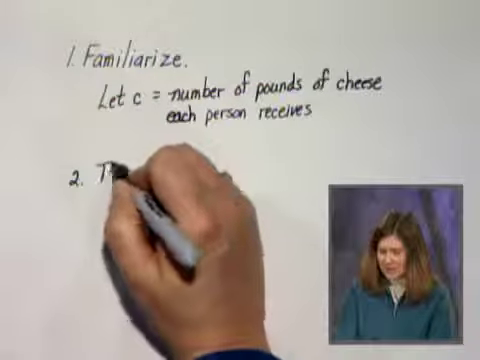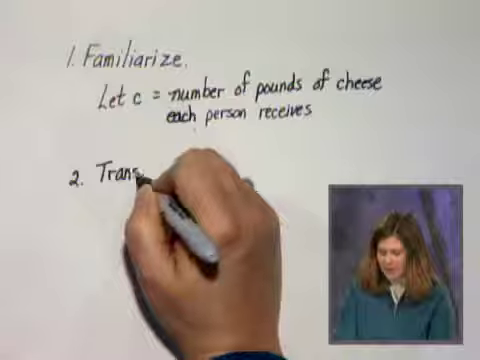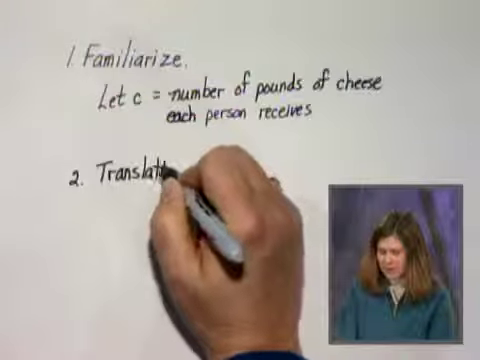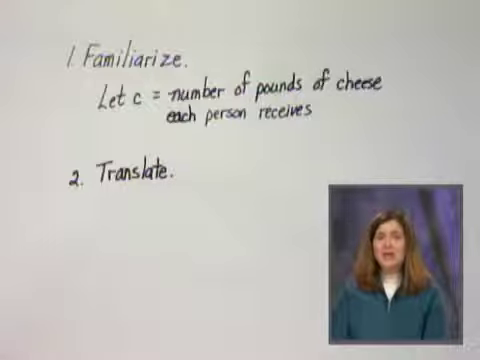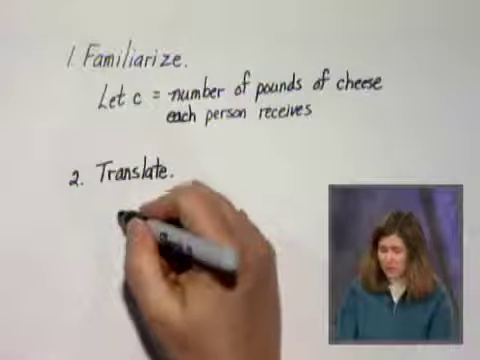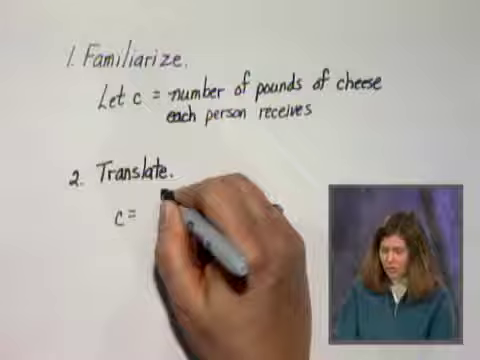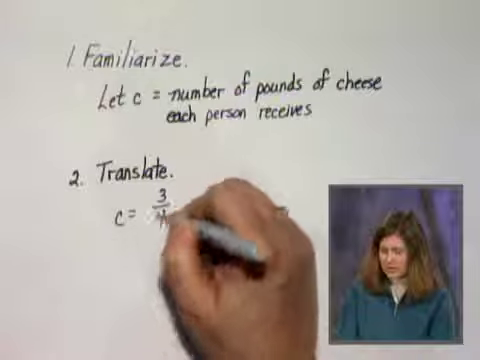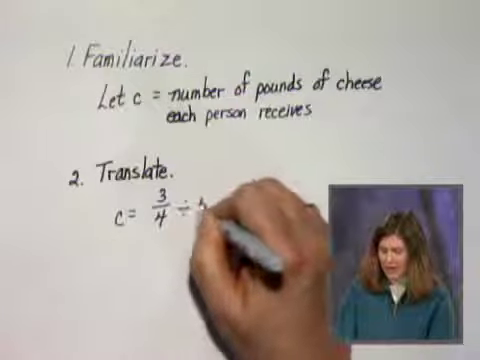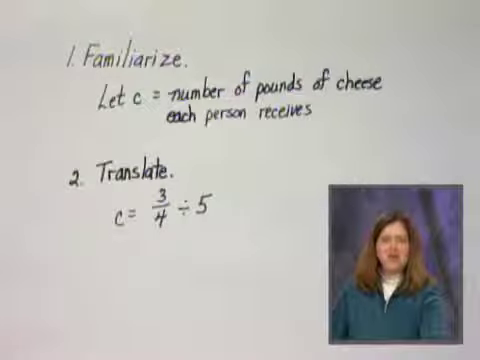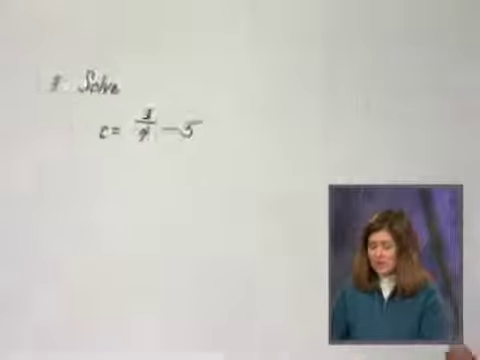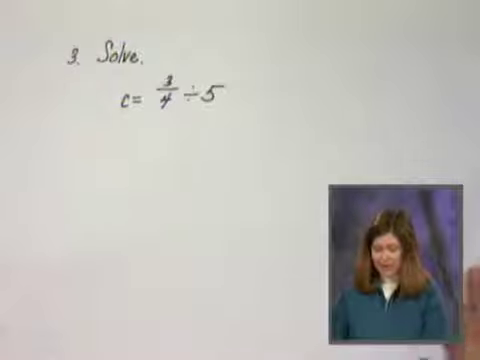and that is to translate. We had a 3/4 pound piece of cheese, and we're going to divide it up into 5 servings. So C should equal 3/4 divided by 5. We've translated to mathematical language, so now we can solve this equation. C equals 3/4 divided by 5.